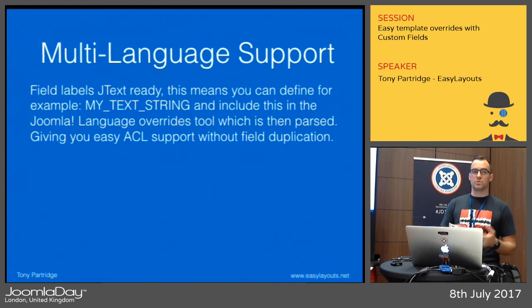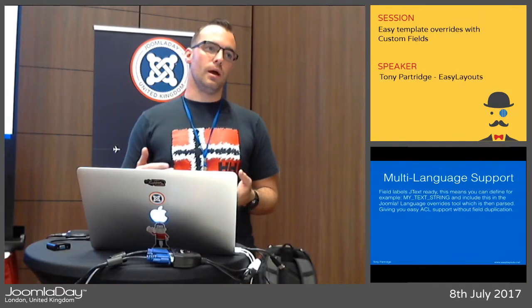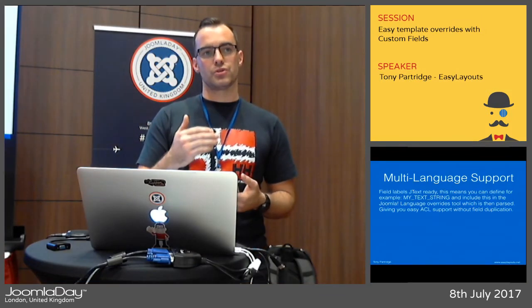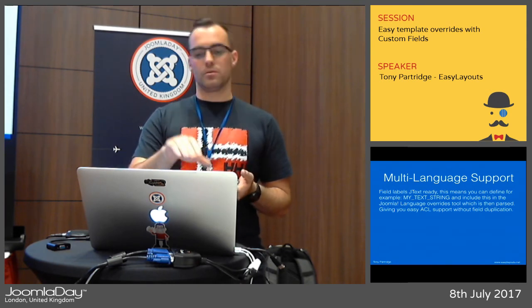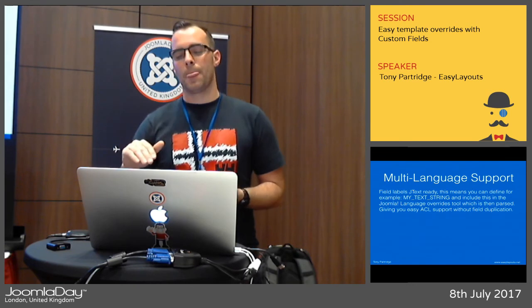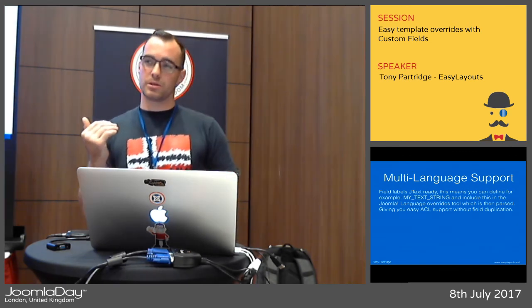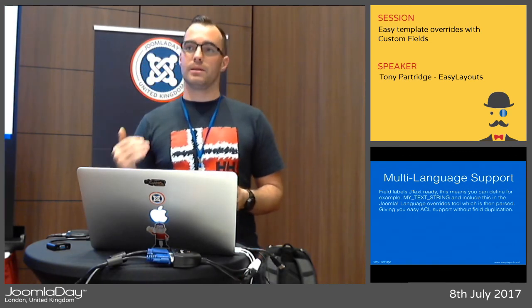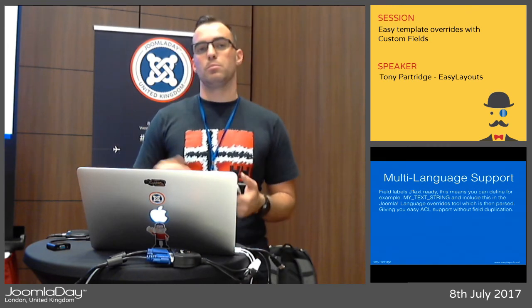We also have multi-language support, as does common field. So if you were to add a custom field, the value is always going to be output in what it's written in, but you may want the custom field to apply to multiple languages. So you can add a language string within the custom field label. So if you use my underscore text underscore string, and then went to your Joomla language overrides. Does everyone know what language overrides are? Yeah, went to that, added this as an override, and output the text. The field label will then render for every single language you have. Saves multiple duplication.